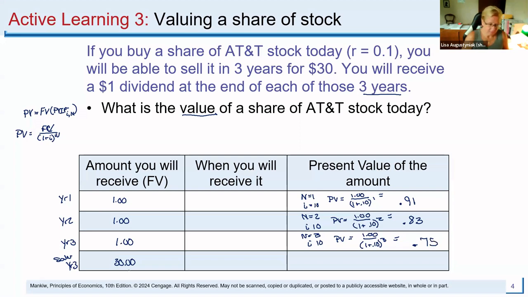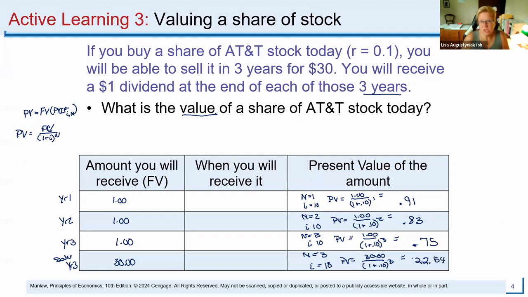Okay, we're going to sell it at the end of year 3 for $30. So N here is going to be 30. The interest rate is still going to be 10. We have to solve for our present value, but here we're going to say $30 over 1 plus 0.10 to the third. And that's going to give us about 22.54.